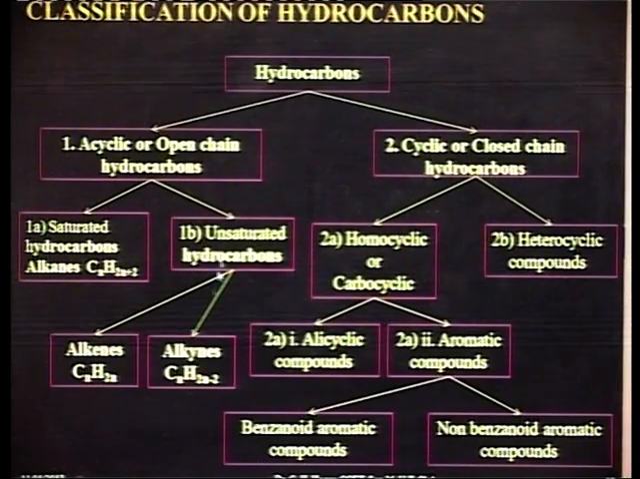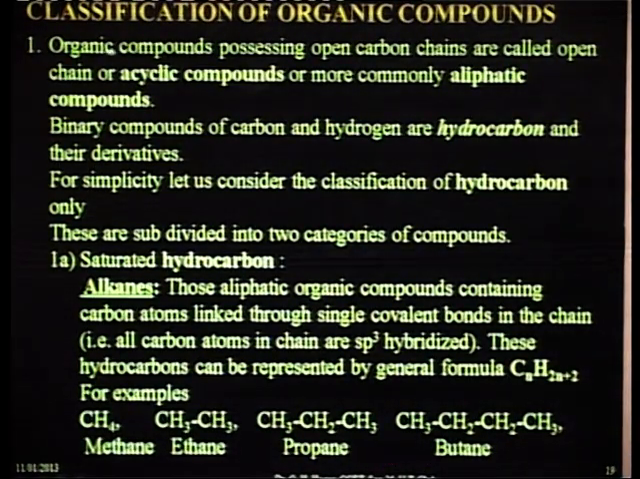So, these are all open chain hydrocarbons, and there are closed chain hydrocarbons as well. Closed chain hydrocarbons can be classified into homocyclic and heterocyclic. Homocyclic can be further classified into alicyclic compounds and aromatic compounds. Aromatic can be benzenoid aromatic or non-benzenoid aromatic compounds. We are going to take up all the examples, and how these classifications take place, including the functional derivatives, later on.